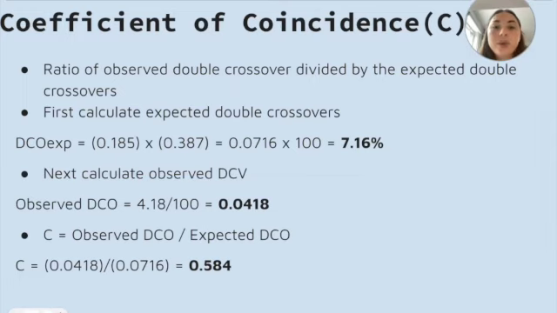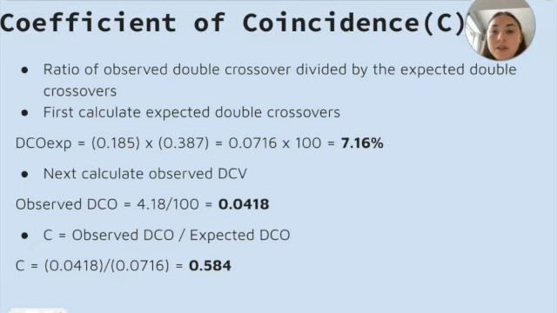Next, the coefficient of coincidence, which is the ratio of observed double crossovers divided by the expected double crossovers, can be calculated. The double crossover expected is 0.0716 and is calculated by multiplying the distance between B and A, 0.185, and A and C, 0.387.